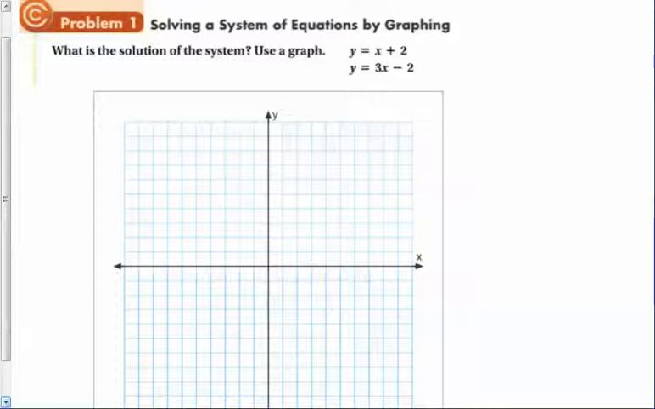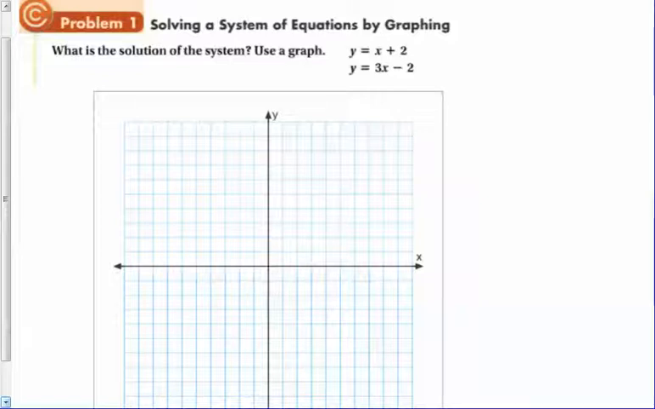A couple of things I want to talk about. A system is basically two conditions. And what the heck is a condition? In this case, the first condition would be y equals x plus 2. The second condition would be y equals 3x minus 2. We can see that both of those are lines, in the form y equals mx plus b. And one way to solve a system is by graphing.